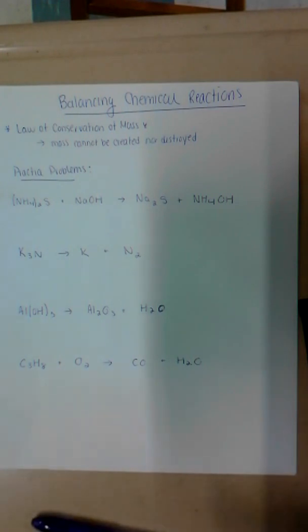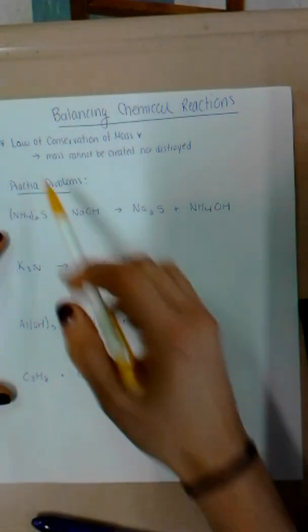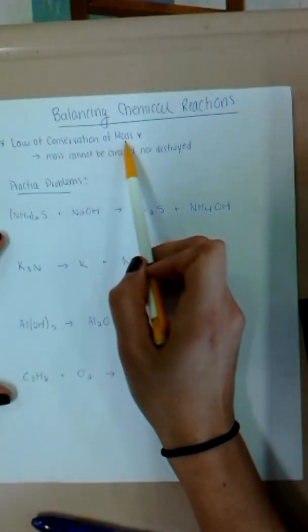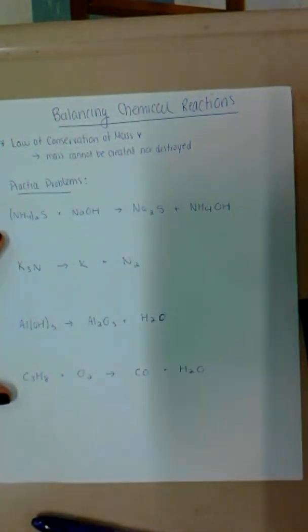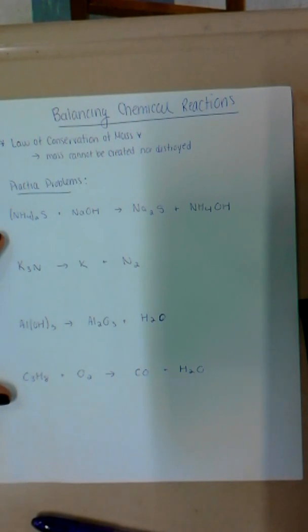So today we're going to talk about balancing chemical reactions. The reason why we balance chemical reactions is because of the law of conservation of mass. And that tells us that mass cannot be created nor destroyed. So what that means as far as balancing reactions, it means that we have to have the same number of each element on both sides of our reaction arrow.